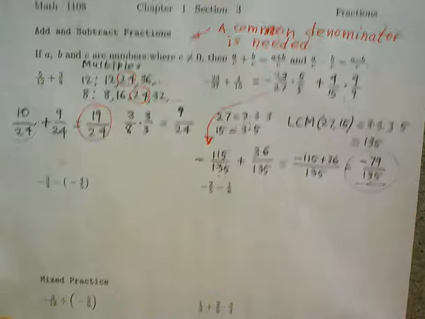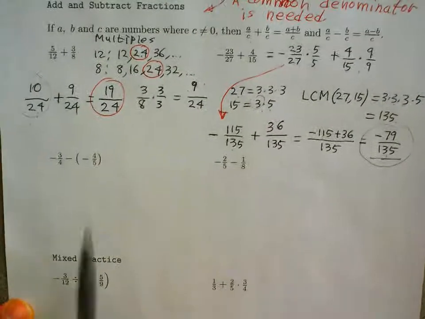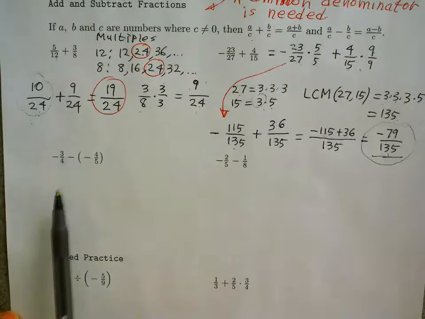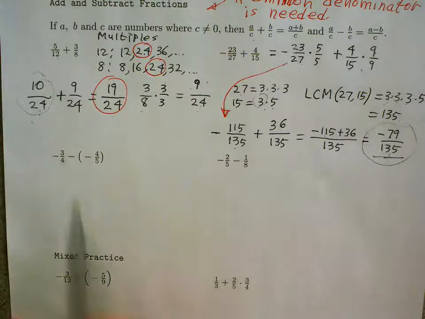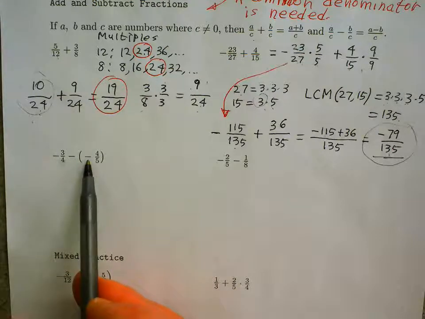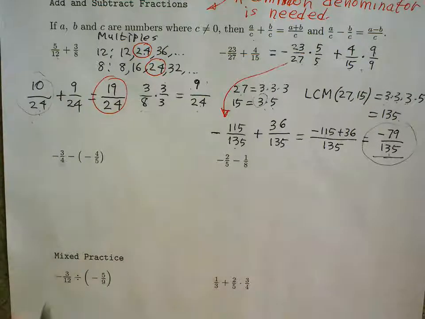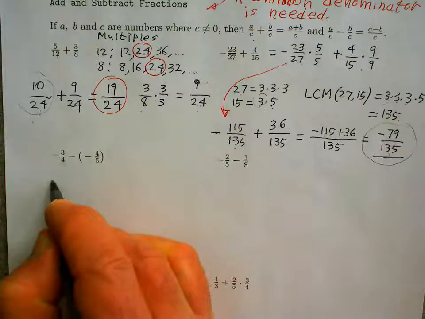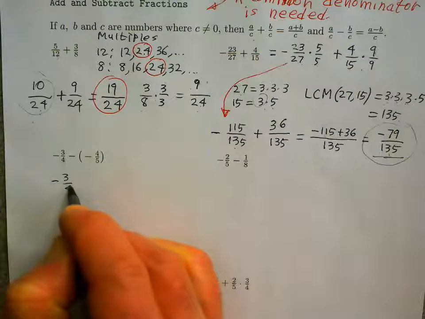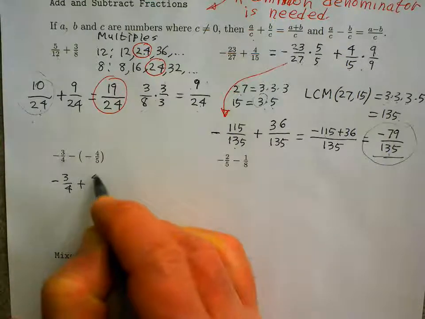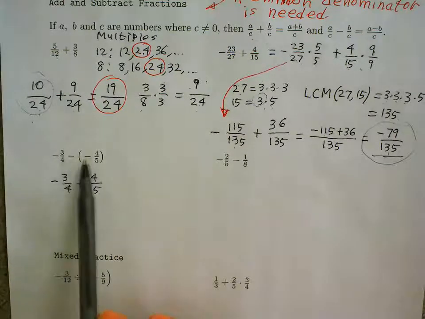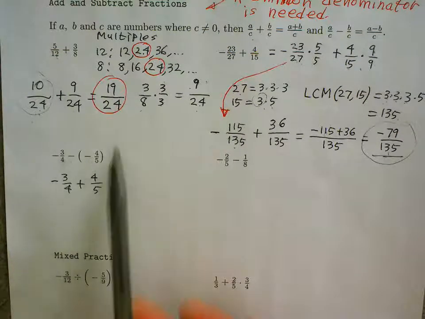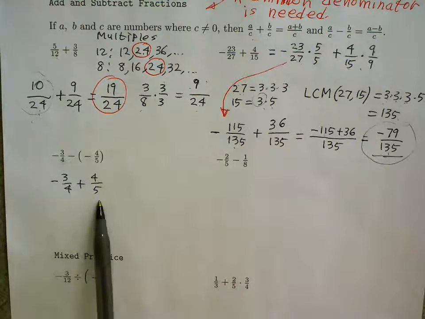Okay, let's do a couple more. The next example, negative 3/4 minus negative 4/5. Remember, when you subtract the negative of a number, that's the same as adding the positive number. So let's rewrite this as negative 3/4 plus 4/5. That's what it means to subtract the negative of 4/5. You just add positive 4/5.